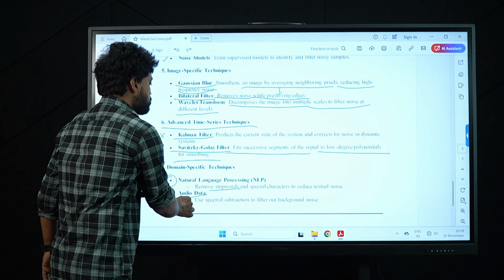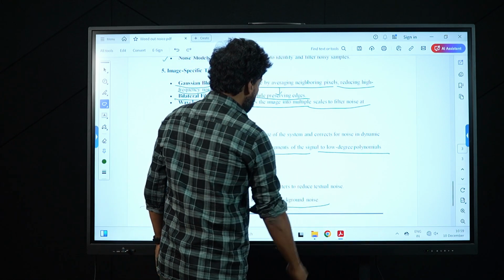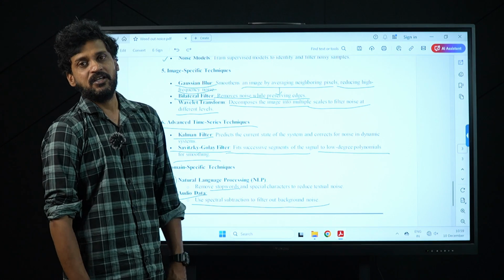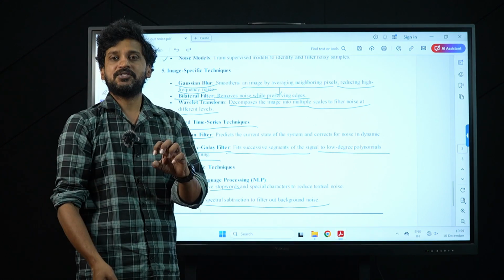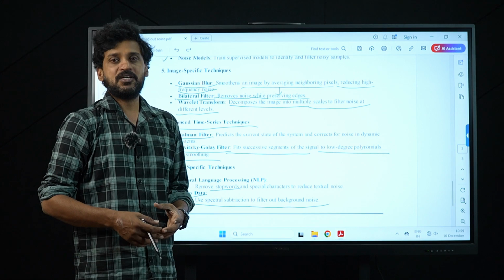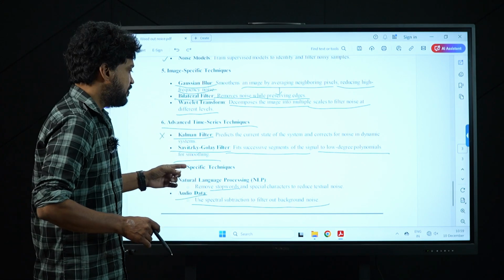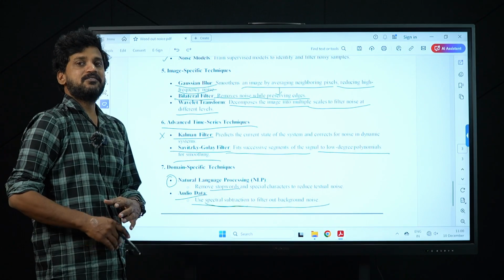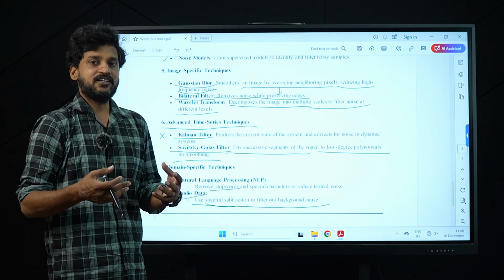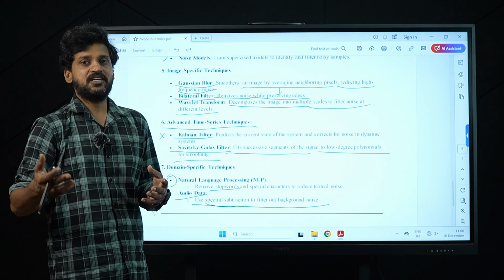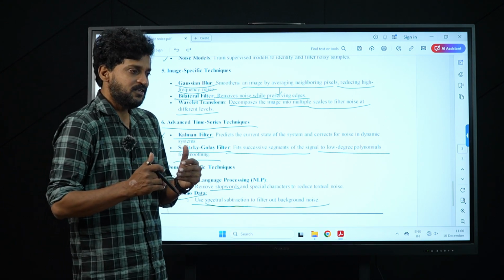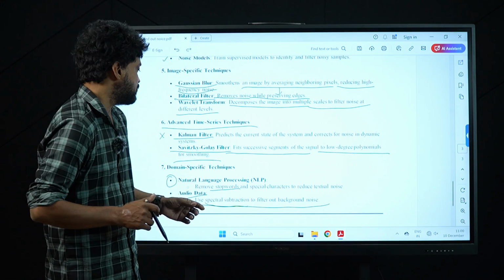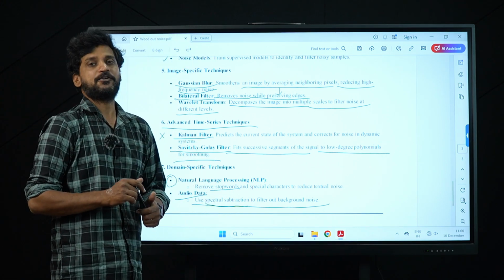For audio data, spectral subtraction filters out the background noise. In spectral subtraction, we will be able to remove the background noise. There are a lot of wonderful songs from the older days. Now, people are using spectral subtraction, in which background noise will be completely eliminated, because the recording techniques were not as sophisticated as in the current days. So, although the older songs are very good, they are noisy. To reduce the noise, we will use spectral subtraction.